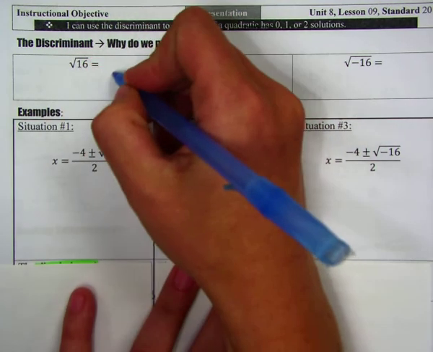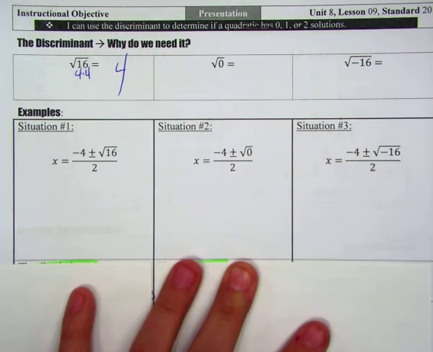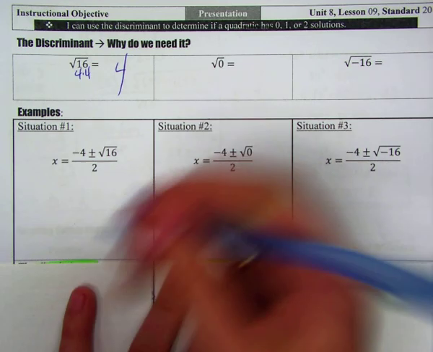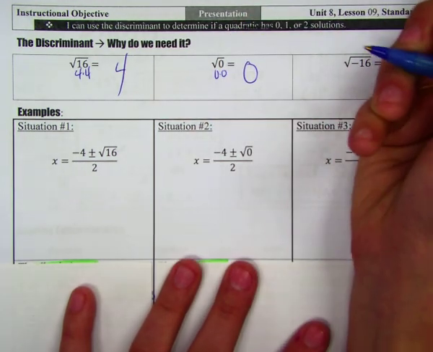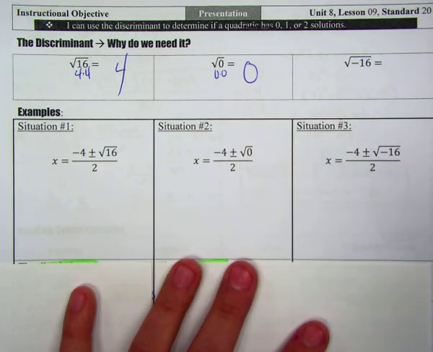The square root of 16 is 4, because 4 times 4 is 16. The square root of 0 is 0, because 0 times 0 is 0, therefore the square root of 0 is 0. Now what about negative 16?